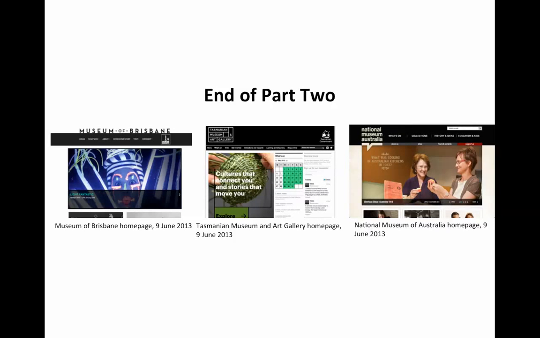Now that we have a more informed understanding of the concepts and context of web accessibility, we can move to the final part of the presentation and undertake an informed analysis of the virtual branches.